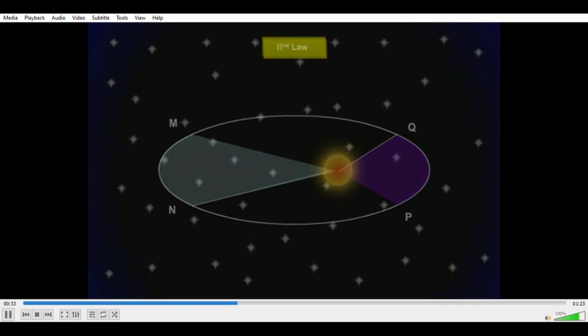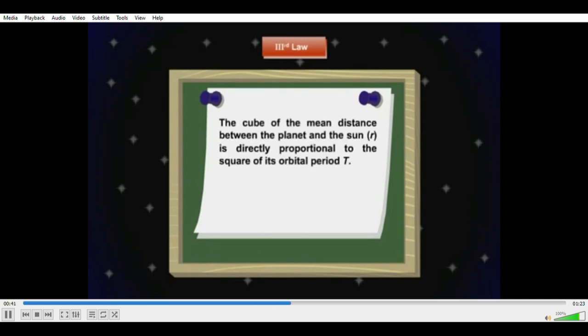Fine? And then there is Kepler's third law, which is very mathematical in nature. It says, and listen carefully, the cube of the mean distance between the planet and the Sun is directly proportional to the square of its orbital period, T. We can write it down as r cubed is proportional to T squared. So r cubed by T squared is a constant.